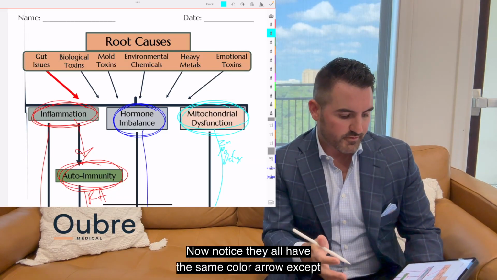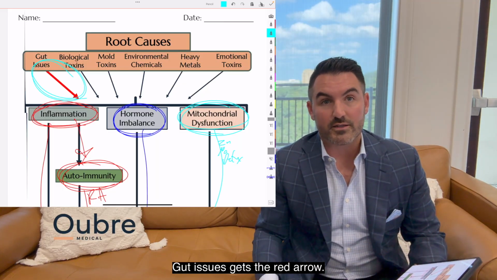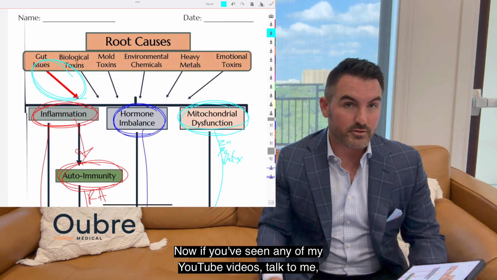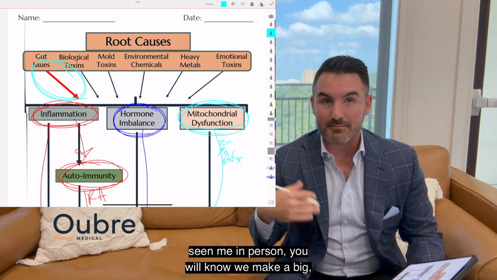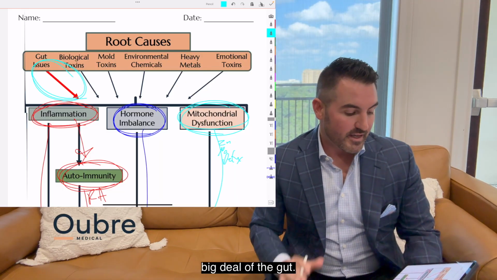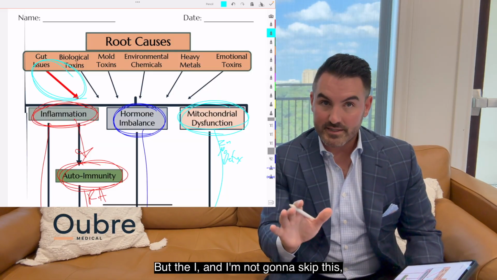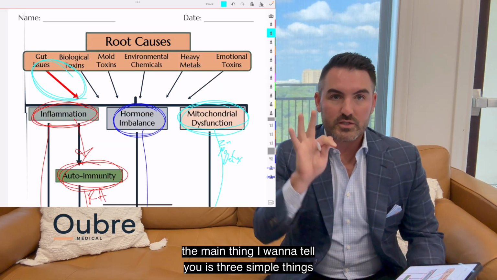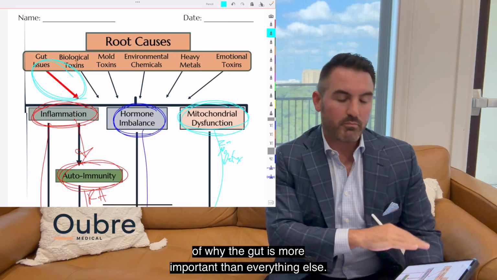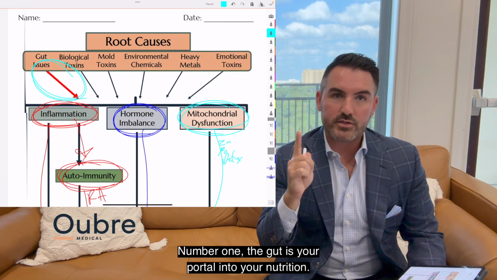Now notice they all have the same color arrow except for gut issues. Gut issues gets the red arrow. Now, if you've seen any of my YouTube videos, talked to me, or seen me in person, you will know we make a big deal of the gut. And I could talk for hours on that, as you already know. But I'm not going to skip this. The main thing I want to tell you is 3 simple things of why the gut is more important than everything else.